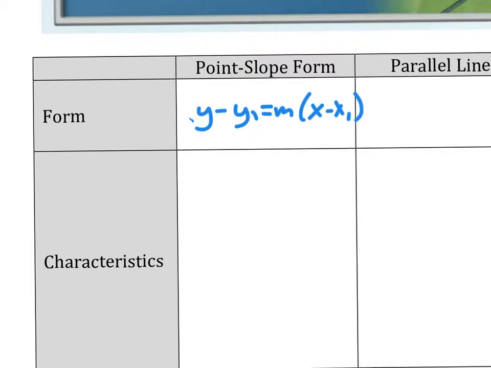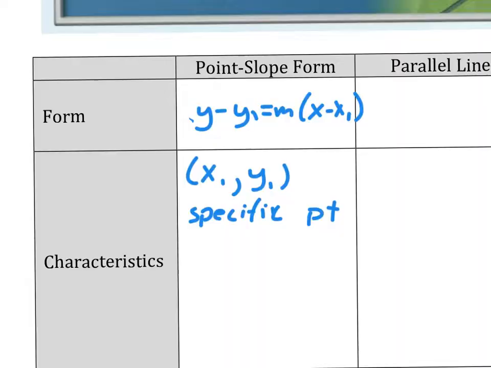And the key thing here is that (x1, y1) is a specific point. It doesn't matter what point it is. It could be (2, 5), or (3, -2), whatever. And of course, we recollect what m is. M is the same in all these equations. M is my slope. Hence its name. It's called point-slope form.